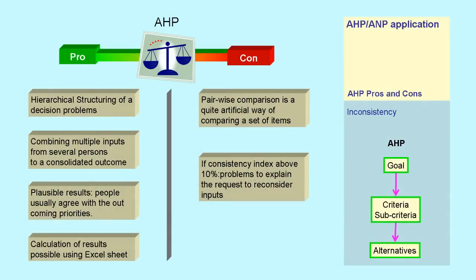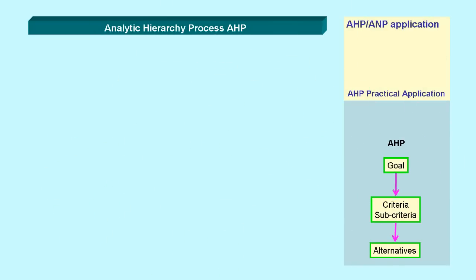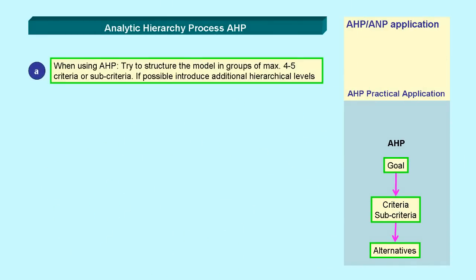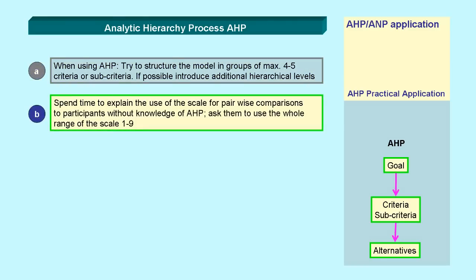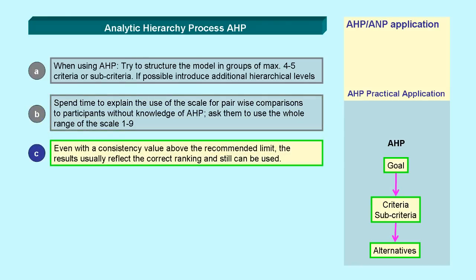So my summarized experience and recommendations for using AHP. When using AHP, try to structure the model in groups of maximum 4 to 5 criteria or sub-criteria. If possible, introduce additional hierarchical levels. Spend time to explain the pairwise comparison and use of the scale to those participants who have no knowledge of AHP. Ask them to use the whole range of the 1 to 9 scale. Then, when you evaluate the results, even inputs with consistency value above the recommended limit still can be used with some caution. The results usually reflect the correct ranking.